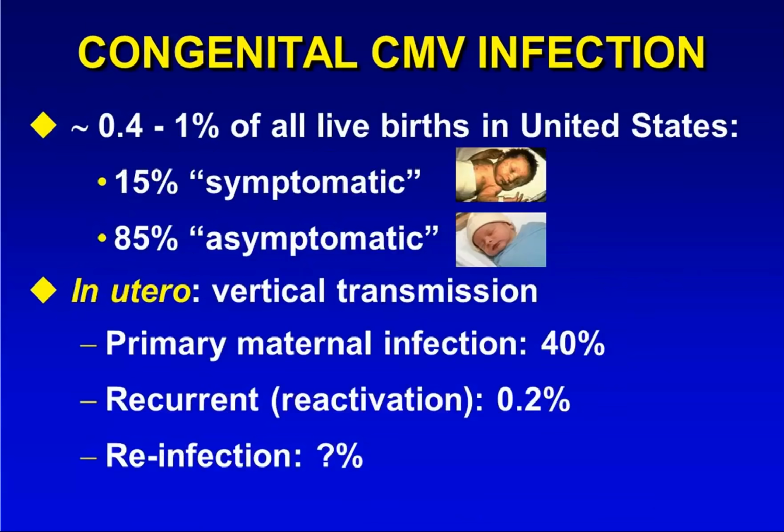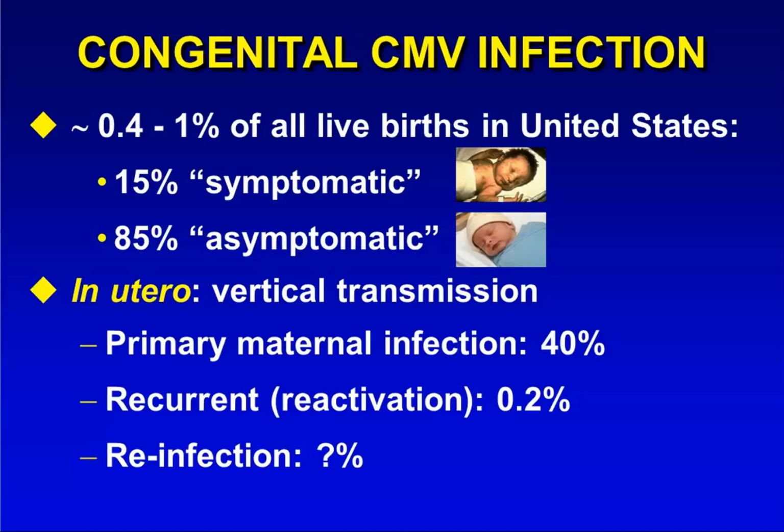So this infection, CMV, can be acquired by a woman for the first time during the pregnancy, and 40% of the time the fetus becomes infected. The placenta does form a barrier. 60% of the time the mother may have a primary CMV infection for the first time during the pregnancy, but the fetus only gets infected 40% of the time.